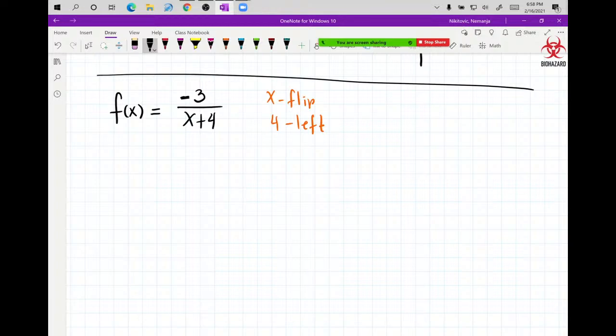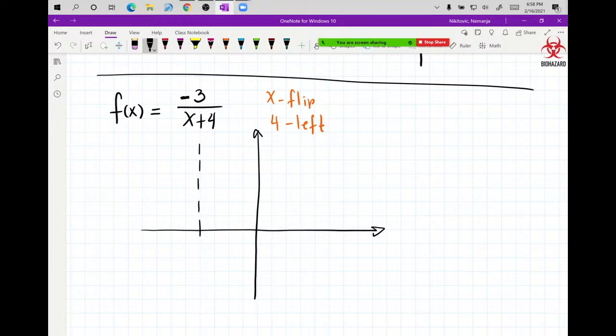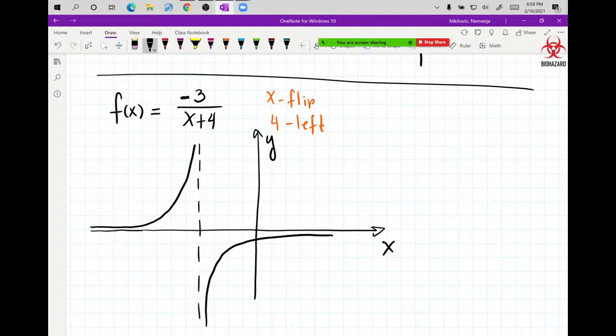So we are going to move 4 to the left and flip on x-axis. So 4 to the left, 1, 2, 3, 4. So our guideline now becomes this line. And since we have to flip, it's going to go there and here. Now, since we did not move it up or down, you're still having the x-axis to be the guideline.